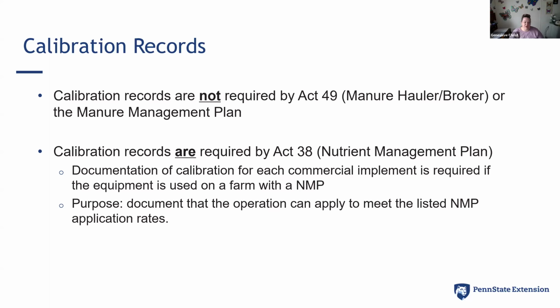And really, we want to document that the operation can apply the rates that are being recommended in that nutrient management plan. That's the key for those calibration records. Yeah, I might be planning 5,000 gallons per acre, but the farm is not capable of applying that. And so application rates may need to be adjusted to meet the needs and the realities of the equipment.